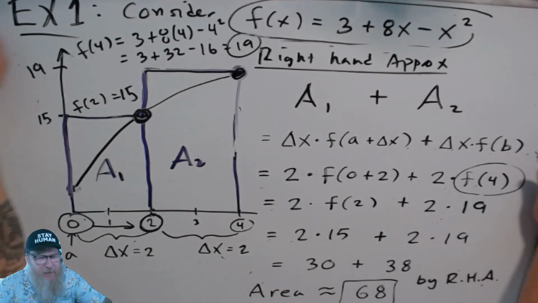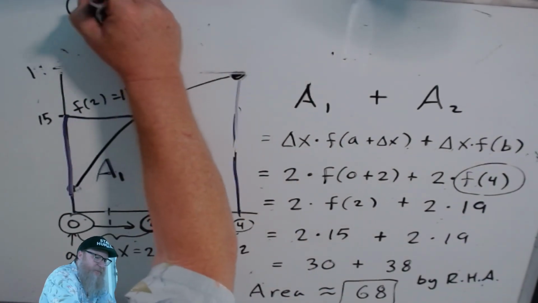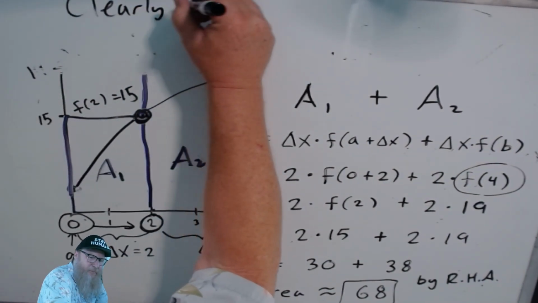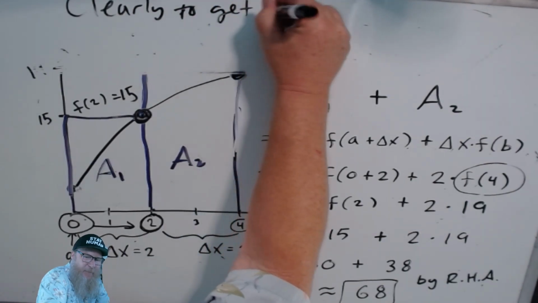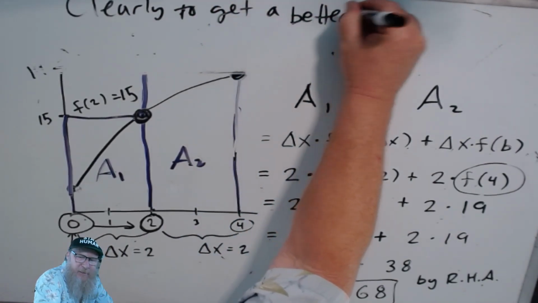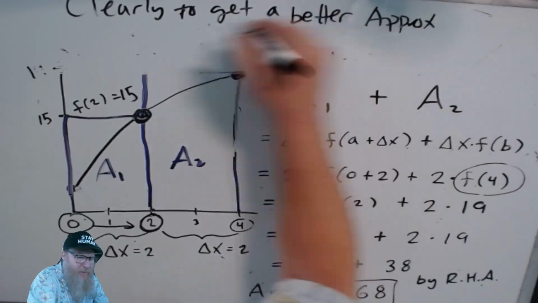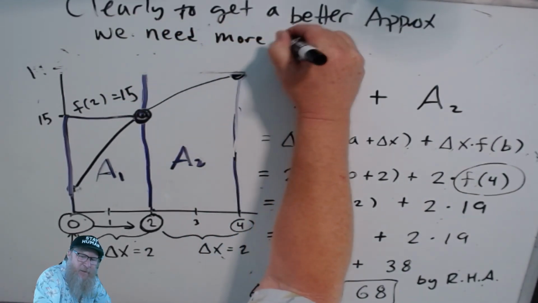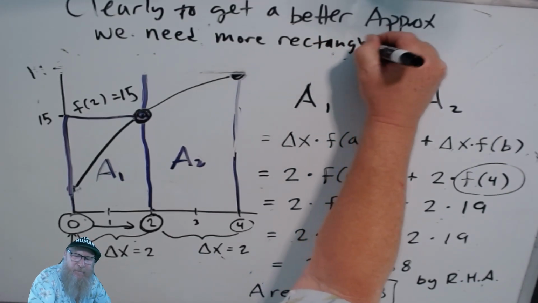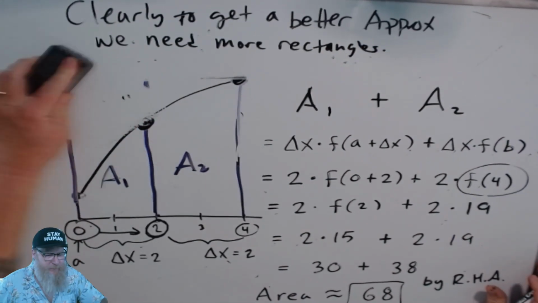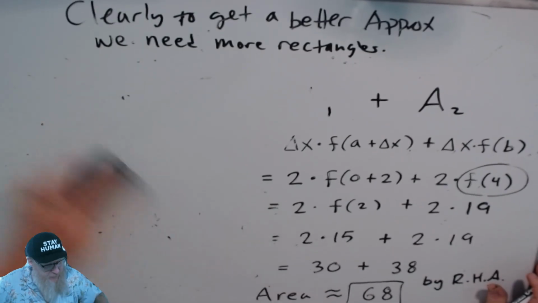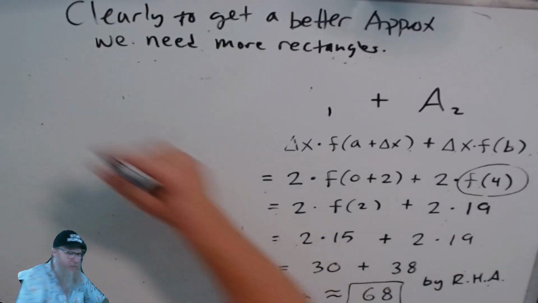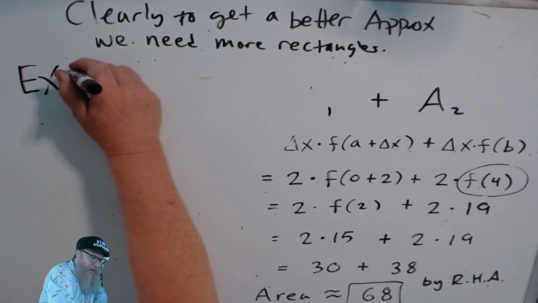Clearly, we need more rectangles to get a better approximation. Let's just slowly turn up the number of rectangles by going to 3, I guess, seeing if that does any better.